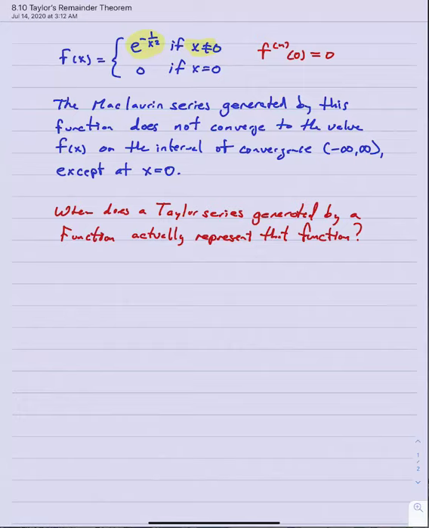So what we've produced here with this example, again, is this pathological example of a function for which the power series generated from that function doesn't actually represent that function. And that really is the key issue or concern in this section 8.10. When we construct a Taylor series or generate a Taylor series from a function, when can we be sure that that Taylor series actually equals or represents the function from whence it came?